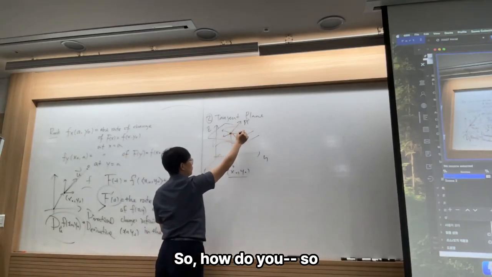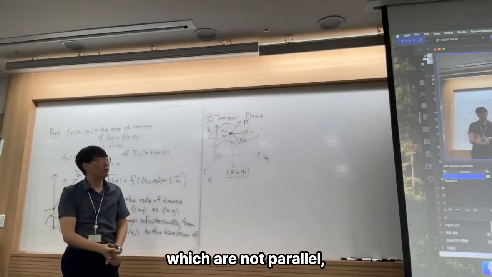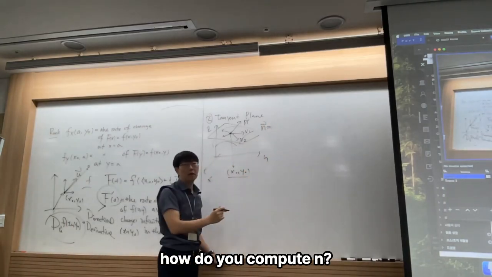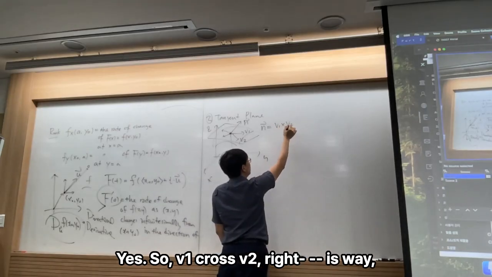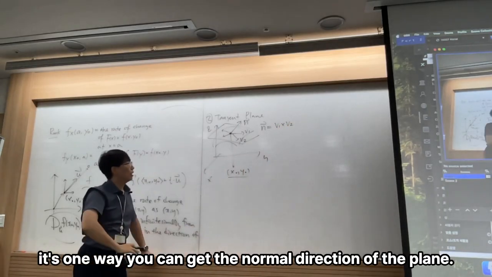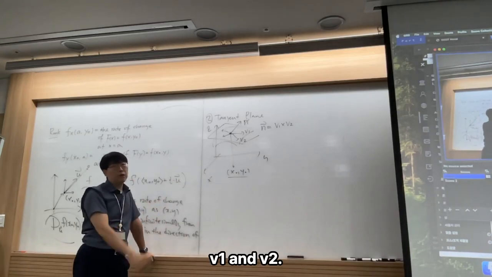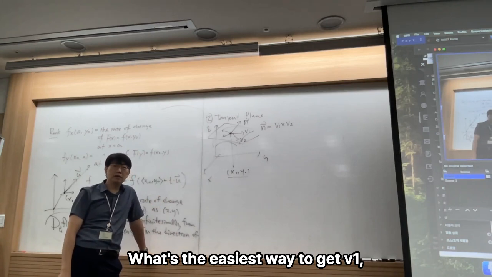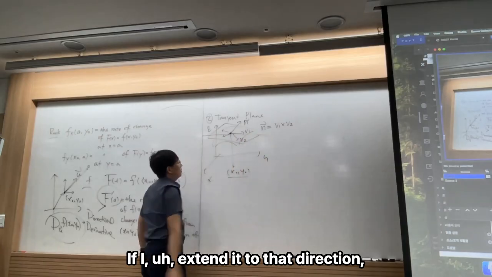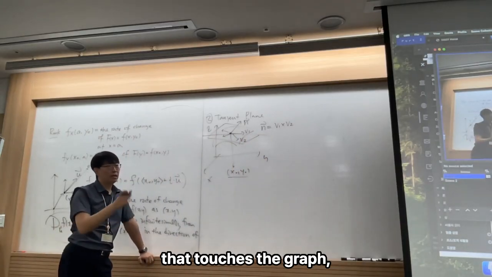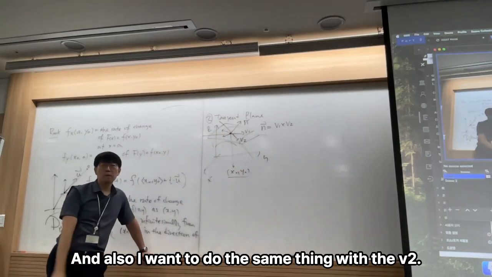If I have two vectors on the plane which are not parallel, how do you compute n? Yes, cross product, right? V1 cross V2 is one way you can get the normal direction of the plane. And I need to find two vectors, V1 and V2. What's the easiest way to get V1 and V2 in this case? I want V1, if I extend it in that direction, to be the tangent line that touches the graph of the function. And I want to do the same thing with V2.